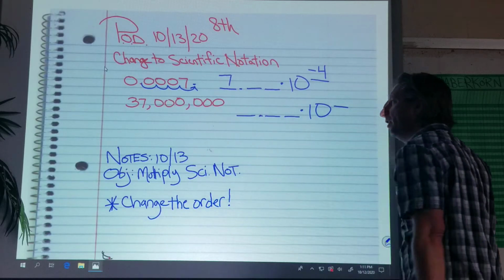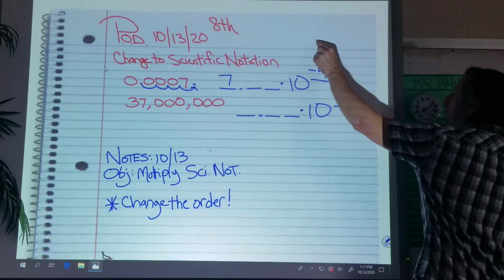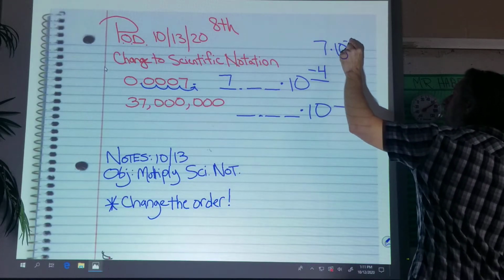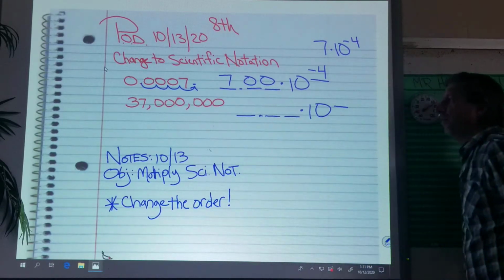7.00 times 10 to the -4th. You don't need to write the zeros. You don't need the point. That's it. 7 times 10 to the -4th. That's how you'll see it written. If you write this, it's correct. You just won't see it written that way.